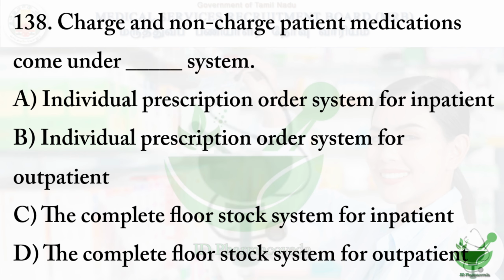Okay. Then question number 138. Charge and non-charge patient medication comes under dash system. The options are option A, individual prescription order system for inpatient, option B, individual prescription order system for outpatient, option C, the complete floor stock system for inpatient, option D, the complete floor stock system for outpatient. So the right option is option C, the complete floor stock system for inpatient.